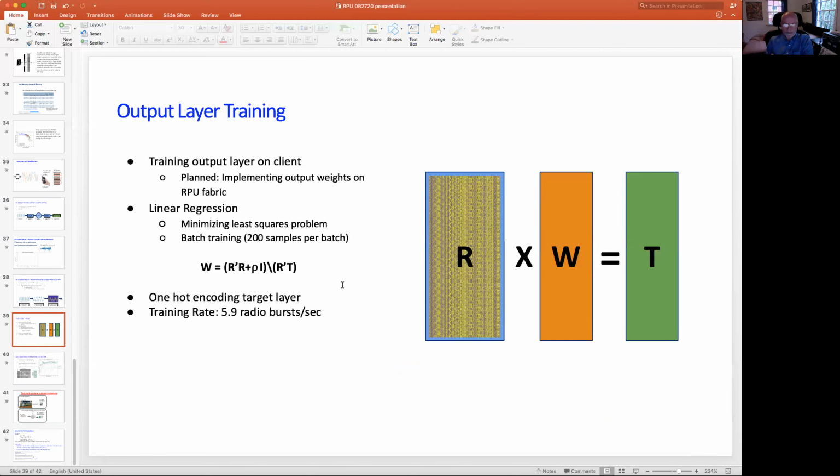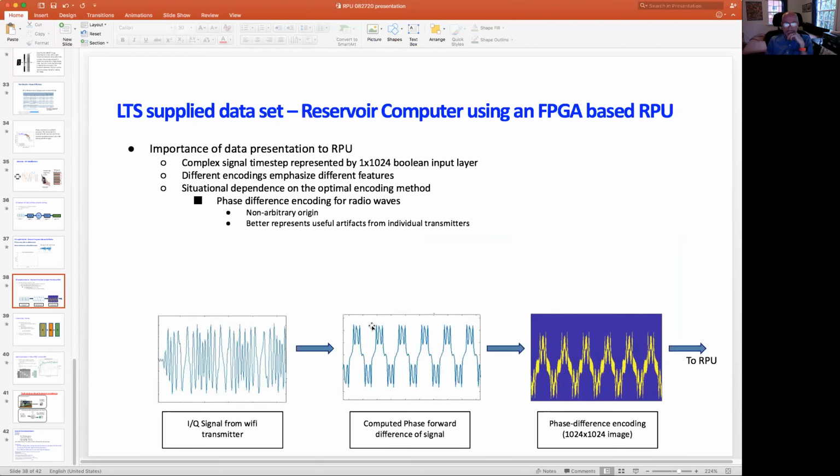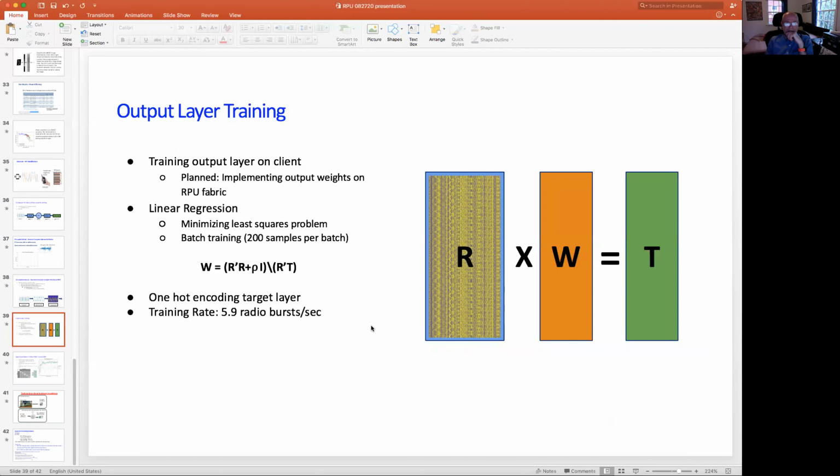So I showed on the previous slide what the binary image looks like that we're going to feed in. So we feed that into the RPU, and then we observe the state of the RPU while it is observing that image, and that's shown in this image here that's labeled R. So this is the state of the reservoir as a function of time while we're feeding in the radio frequency signal. We then compute the output vector here labeled as W that gives us the best possible accuracy to produce a classification. Here we're calling that T.